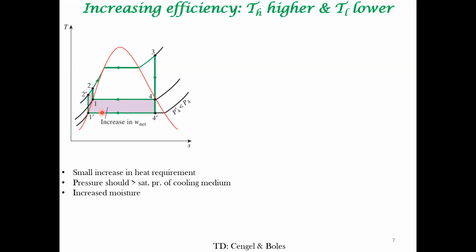However, there are other disadvantages. One is that when you lower the temperature at which you are rejecting heat, you are also decreasing the pressure, right? But suppose this heat rejection is to a cooling medium, which is at some particular temperature, which is less than this temperature. So you should always be operating at a pressure which is greater than the saturation pressure of the cooling medium, right? That is important, right?